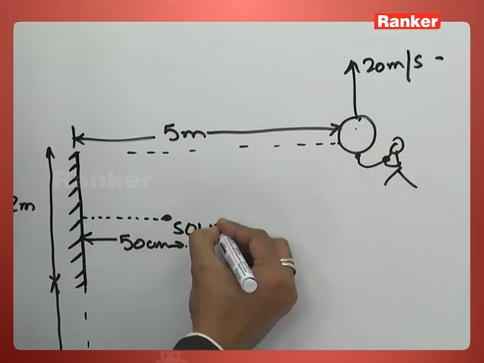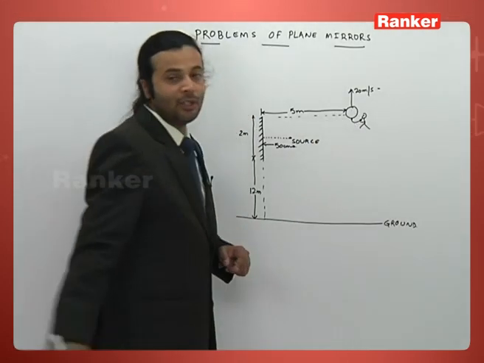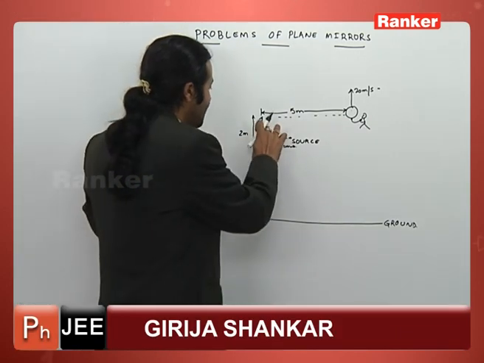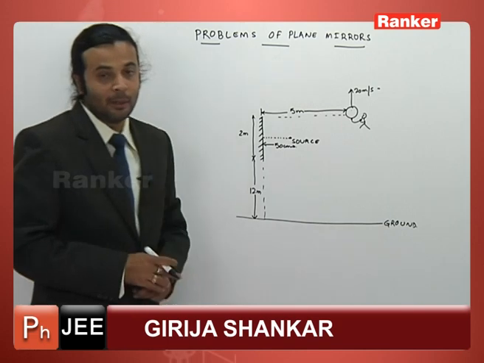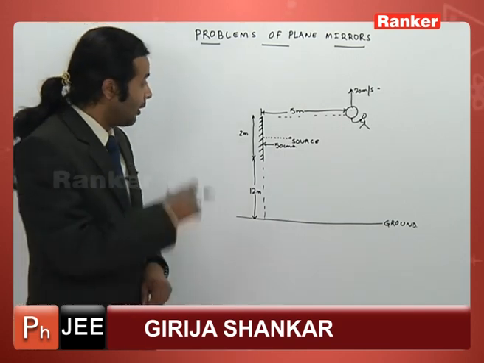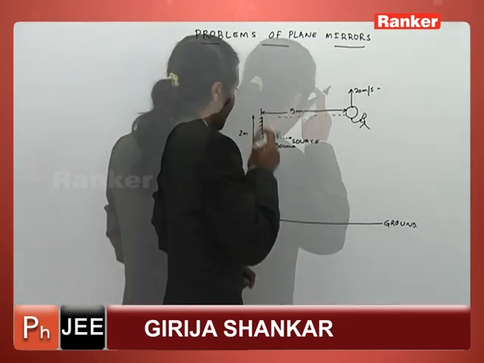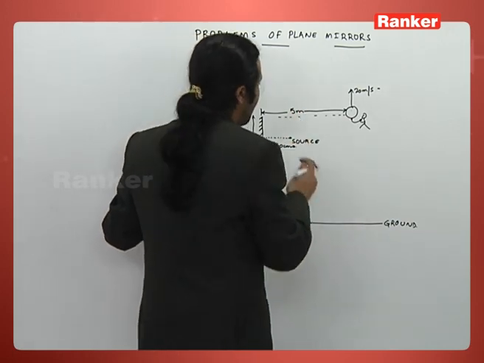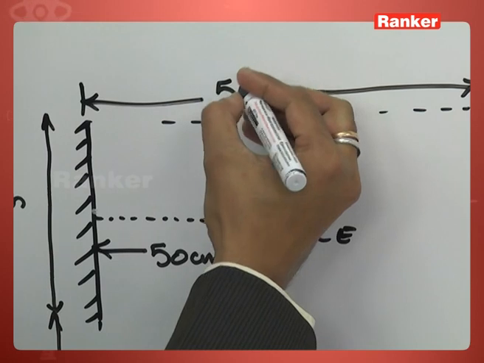This is the source. Image of the source is placed symmetrically. Symmetrically means this distance will be equal to this distance before the plane mirror during free fall. And this is a very interesting question. If you look carefully, this is 5 meter, means instead of 5 meter, I can write here 500 centimeter.